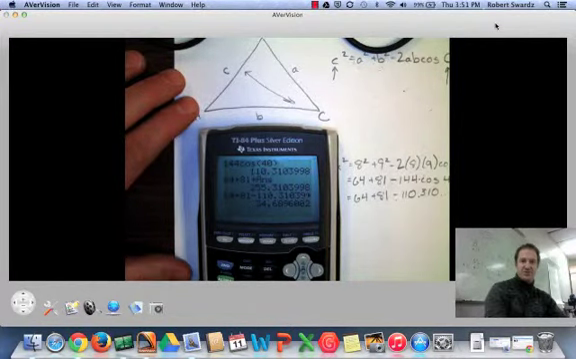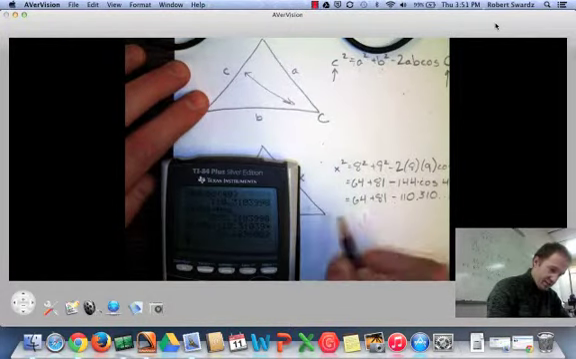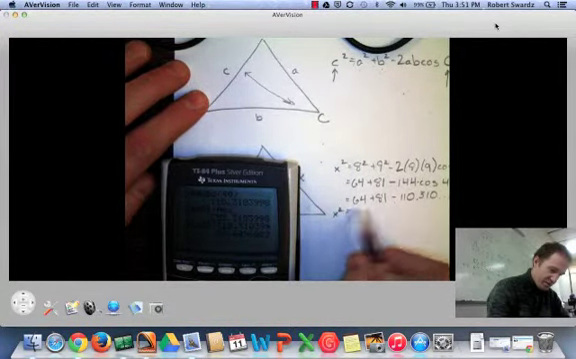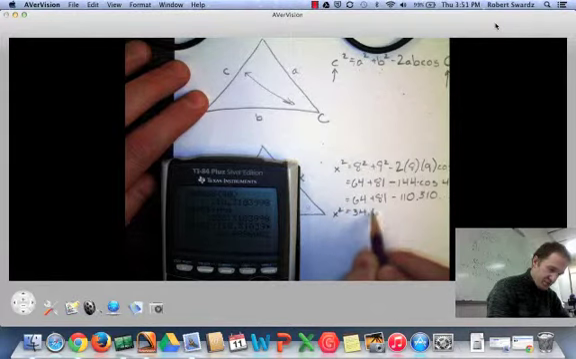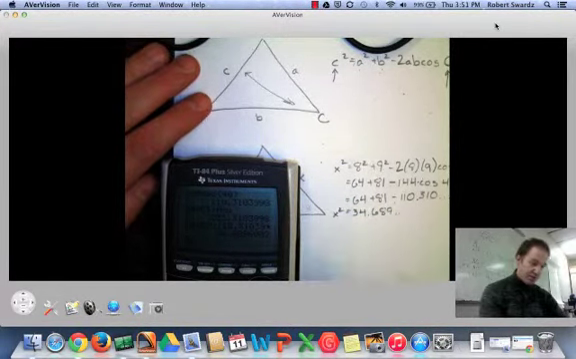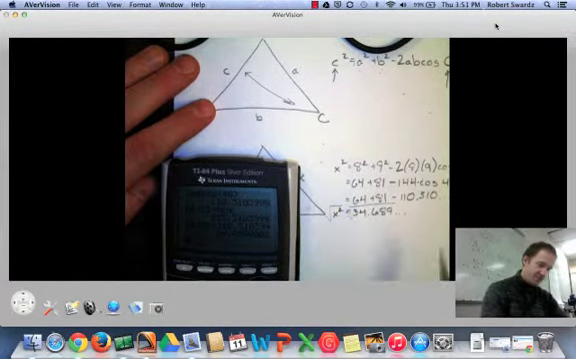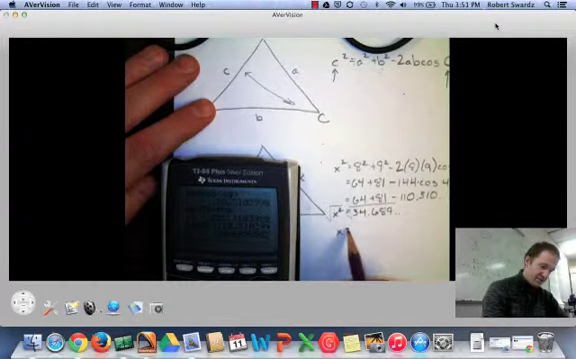Okay, 34.689. So we've got x squared equals 34.689 and a bunch more digits. Now we've got to undo this squared. That means we're going to square root both sides. We get x is about.